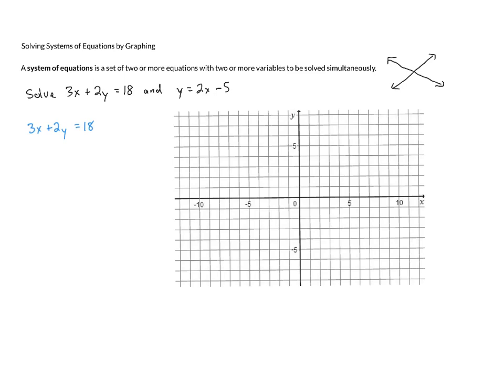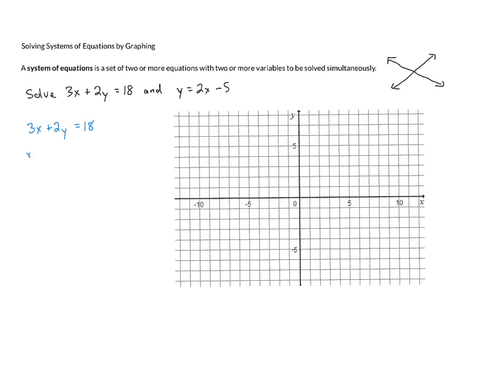Now, I want to use multiple methods for these different examples because I want us to get practice using all of them. And so for this one, I'm going to use the intercept method because when x and y are on the same side, oftentimes the intercept method is the easiest to use.